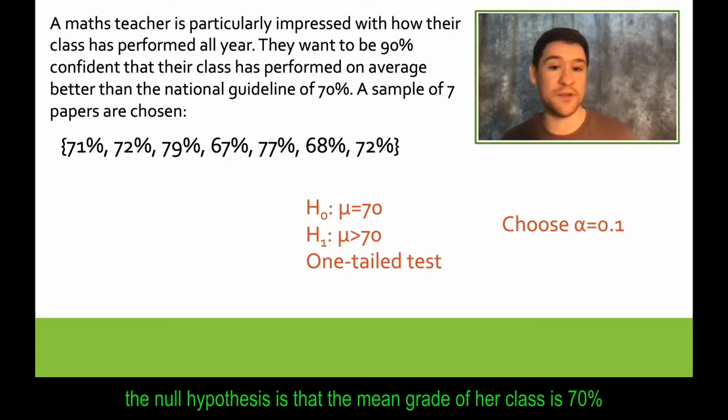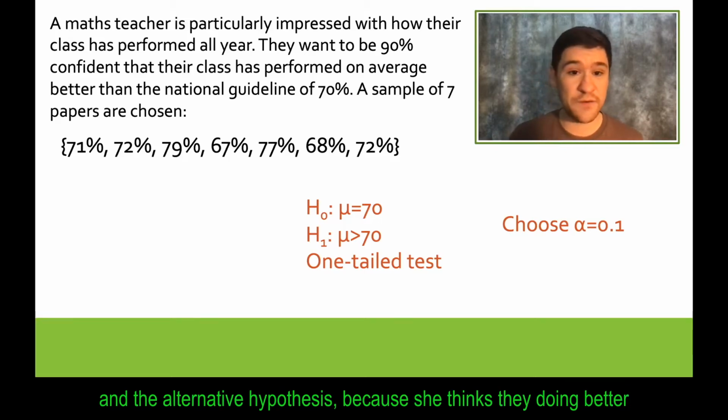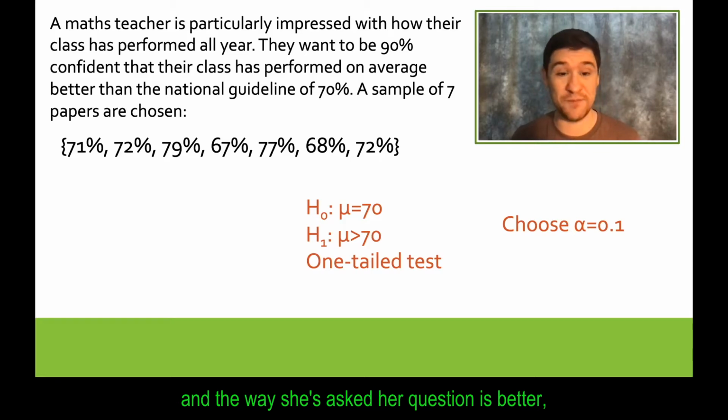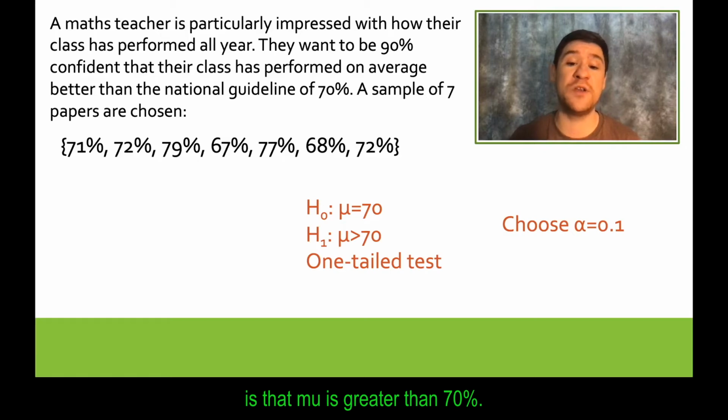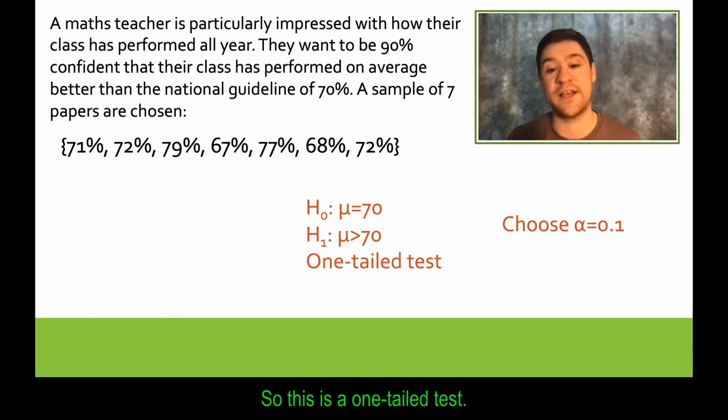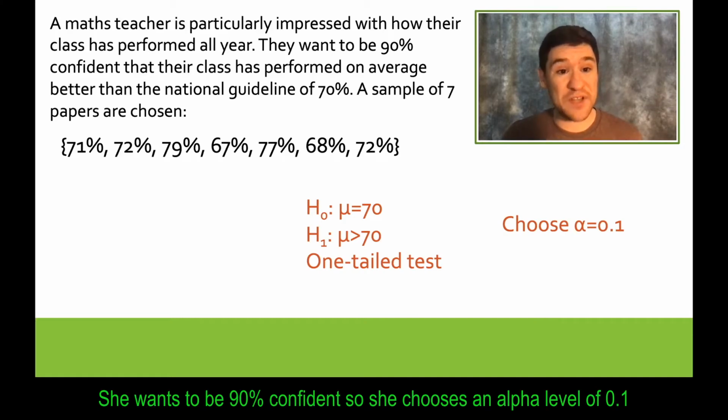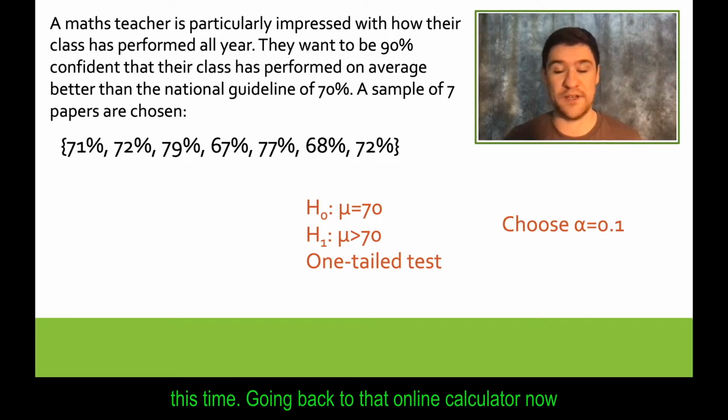The null hypothesis is that the mean grade of her class is 70%. And the alternative hypothesis, because she thinks they're doing better, and the way she's asked her question is better, she doesn't care about worse. The alternative hypothesis is that mu is greater than 70%. And so this is a one-tailed test. She wants to be 90% confident, so she chooses an alpha level of 0.1 this time.